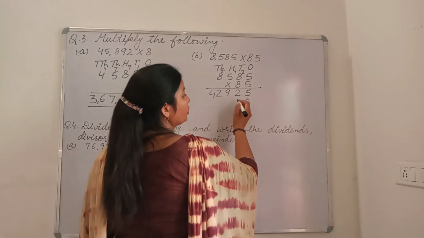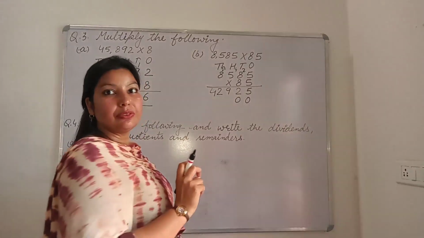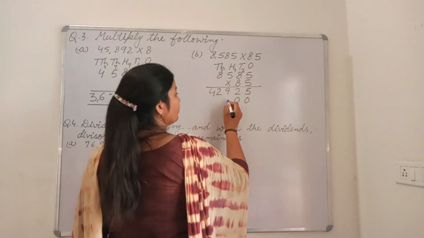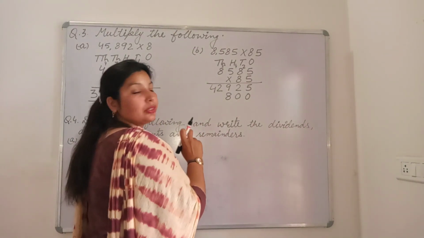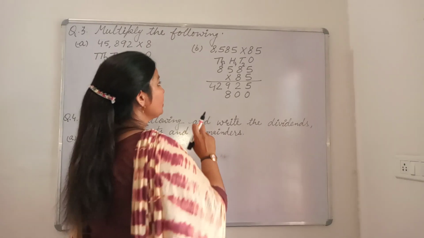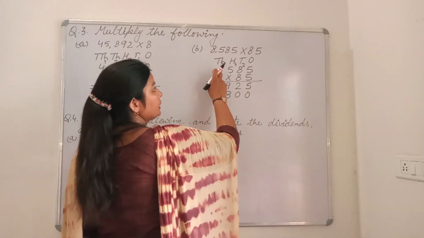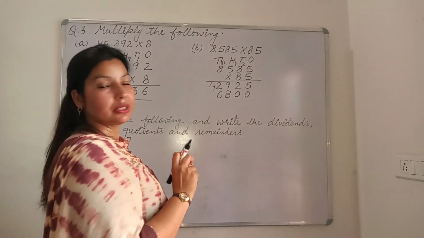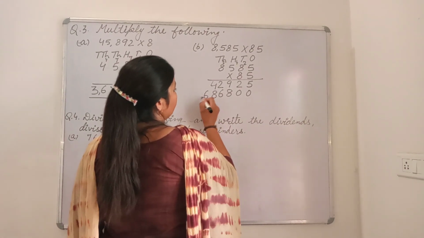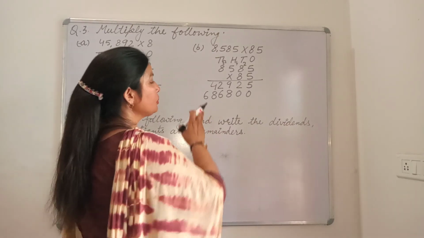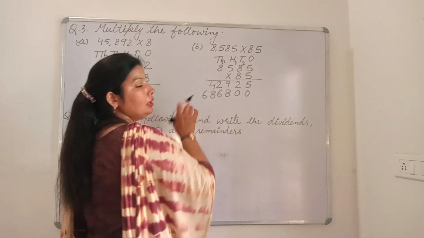8 fives are 40. 4 goes carry. 8 eights are 64. 64 plus 4, 68. 6 goes carry. 8 fives are 40. 40 plus how many carry? 6. 40 plus 6, 46. 4 goes carry. 8 eights are 64. 64 plus 4, 68. Now we should write 68 as it is, because our digits are finished, our number is finished. So in the last we should write the complete number here.